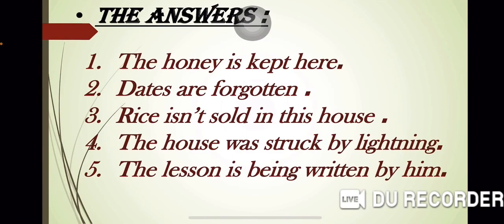Now, the answers. Number one, the honey is kept here. We begin with the object the honey and we put am or is or are plus the past participle. Number two, dates are forgotten. Number three, rice isn't sold in this house. Number four, the house was struck by the lightning. We begin with the object the house, then we put was or were plus the past participle. Number five, the lesson is being written by him. We begin with the object the lesson, then we put the verb to be am or is or are, then we put being plus the past participle, then by, then the subject.